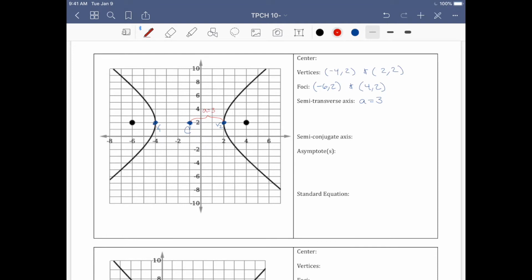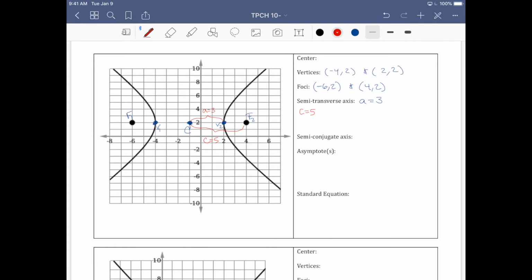So now let's find the c value. The c value is the distance from your center to one of the foci. So here's my first focal point, and here's my second focal point. I'm going to count the distance from the center to the focal point. This will be our little c value. That distance is 5. We're going to need to know that in order to find our semi-conjugate axis.